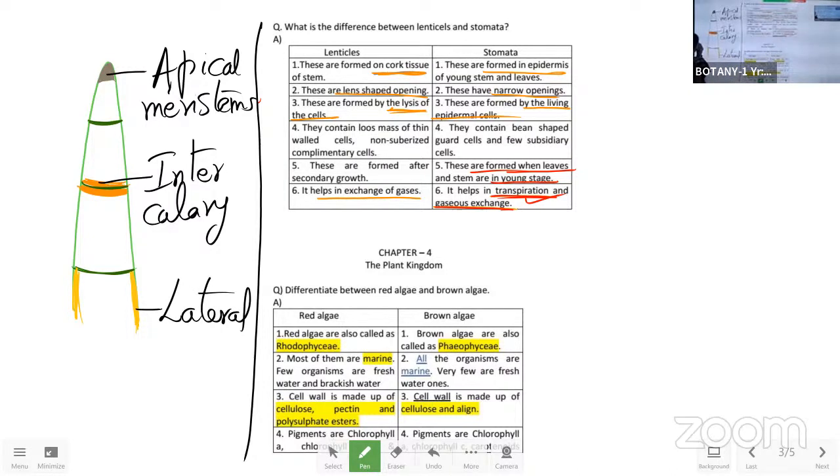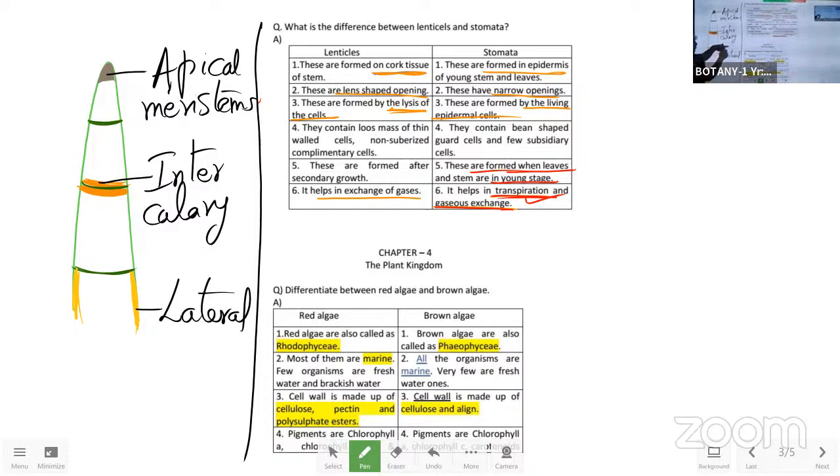So what is meant by apical meristematic tissue? Apical meristematic tissue is the tissue that is present at the tip of the stem or the root. And what is the next one? It should be the function that we have to write. So in the apical meristems, the main function is to make the growth of the stem and the root in the vertical direction, into the soil and above the soil surface respectively.